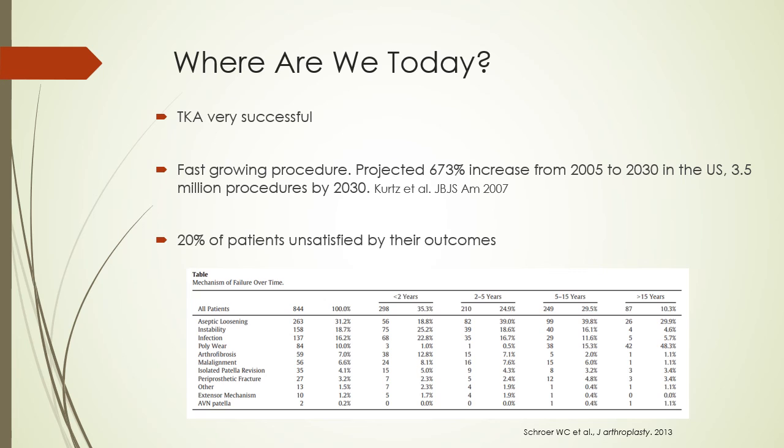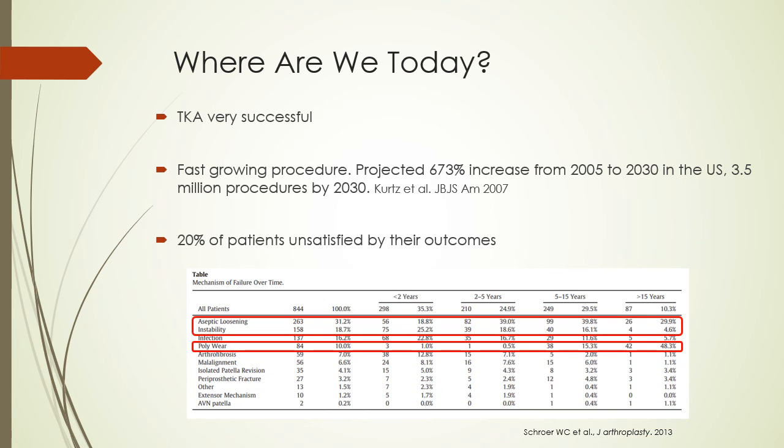For now, where are we today? We know TKA is a very successful treatment process, and it's a fast-growing procedure. We've seen more than 600% of the growth prediction from 2005 to 2030 in the US. So it's a large market with a lot of upcoming patients and growth. Yet we have up to 20% of patients unsatisfied by their outcomes. If we look at the failure mechanisms for primary TKA, we have seen loosening, instability, and poly wear still on the top of the list.